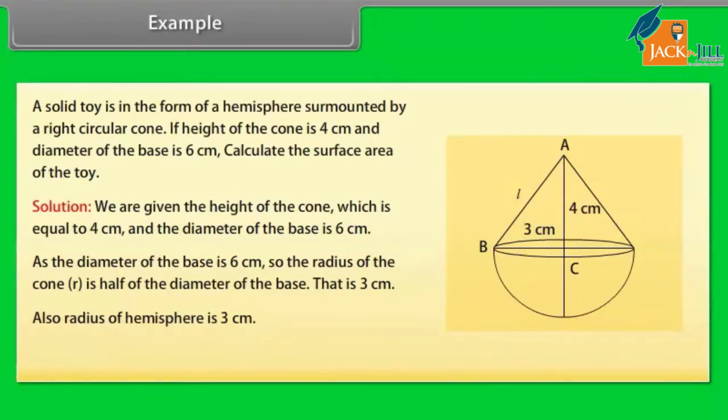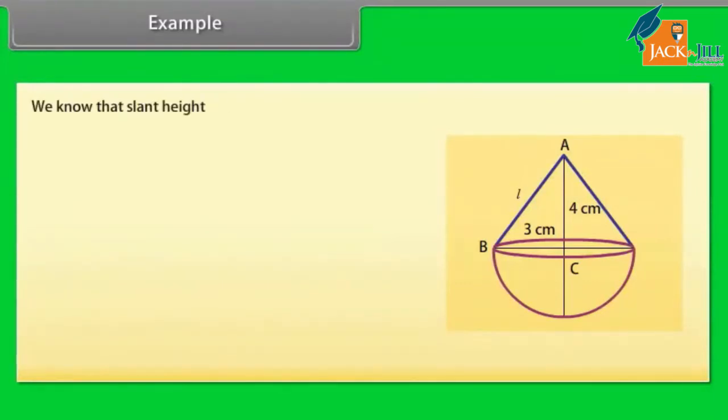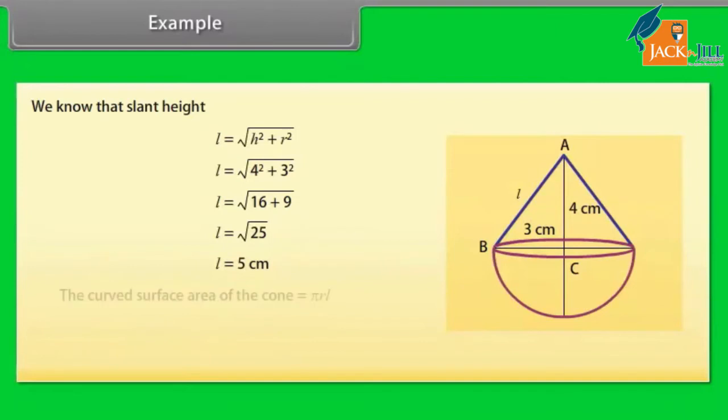Now to find the surface area of the toy, we need to find the curved surface area of the cone and curved surface area of the hemisphere. The curved surface area of the cone is equal to pi r l. So, now we have to find the value of l, slant height. We know that slant height l is equal to square root of h square plus r square, which equals square root of 4 square plus 3 square, is equal to square root of 16 plus 9, is equal to square root of 25, equals 5 cm. Now substituting the values of pi, r and l, we get 3.14 into 3 into 5, which is equal to 47.1 centimeter square.